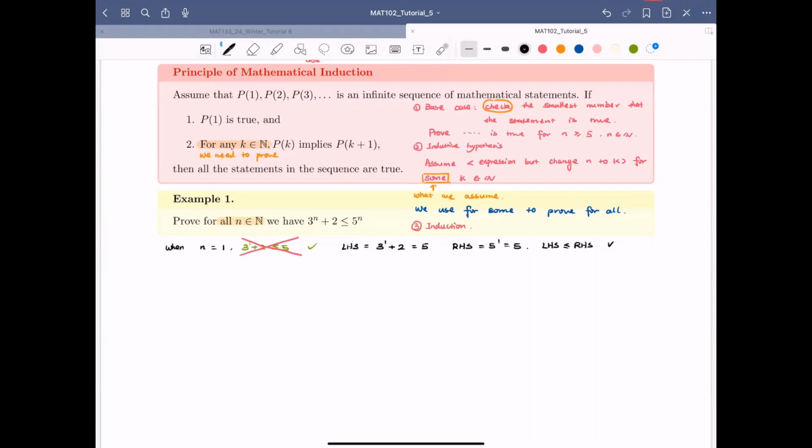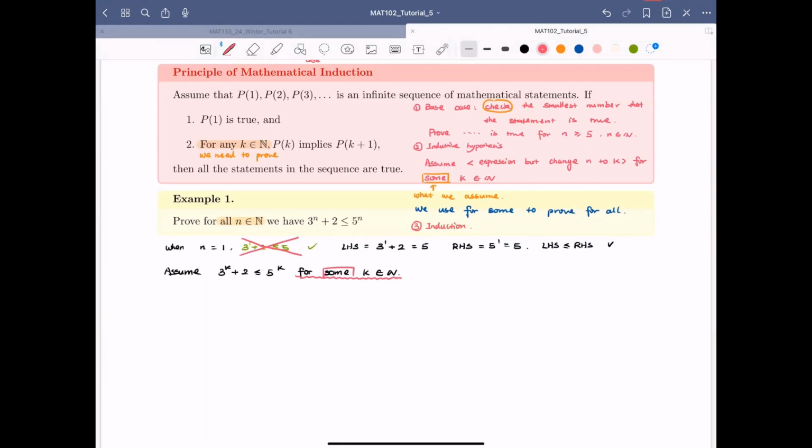And then IH. Now suppose, or assume. You can see that here I said assume the expression but change m to k. The expression is this. So assume 3 to the k plus 2 is less than or equal to 5 to the k, for some k in the natural numbers. Again, for some k in the natural numbers.